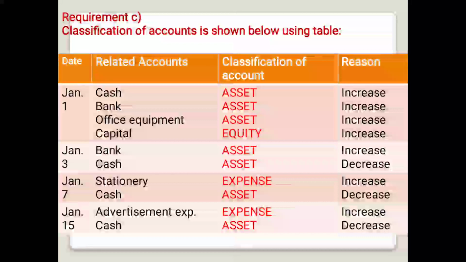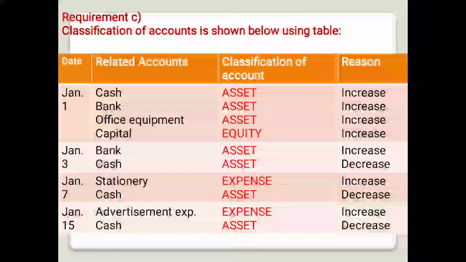January 3, deposited into bank. In this transaction, 2 accounts are involved: bank and cash. Bank increasing, that is asset increasing, and cash decreasing, that is asset decreased. January 7, paper, pen, and ink purchased. 2 accounts are involved: stationery expense and cash. You know, stationery is one kind of expense for classification of account, and the reason is increase of expenses. Cash is one kind of asset. Cash has gone from the business, so the reason is decrease.